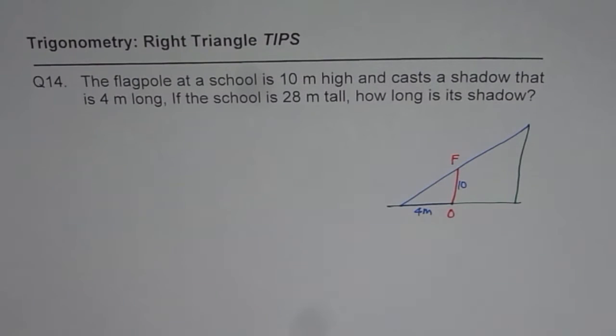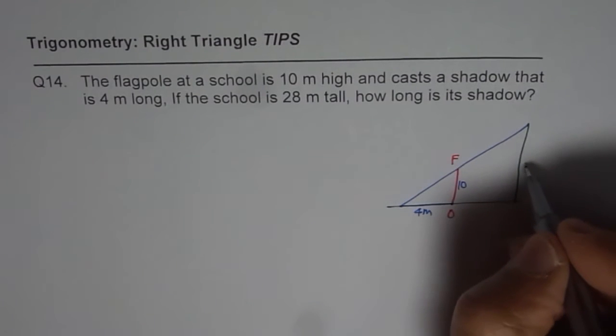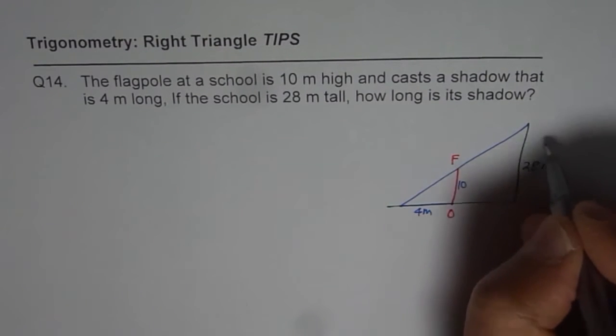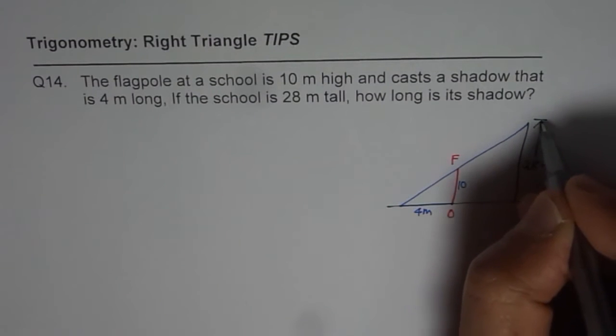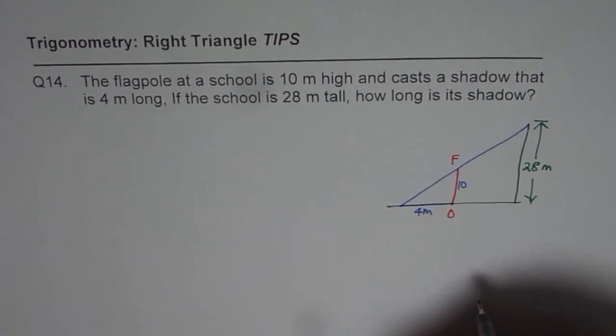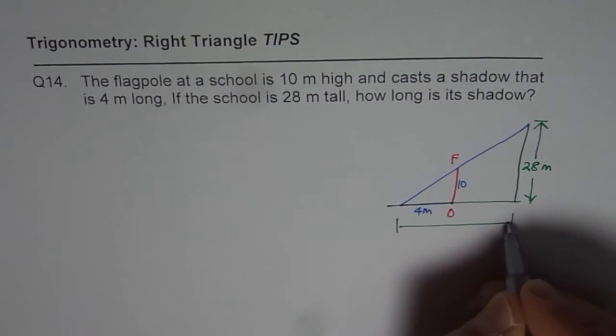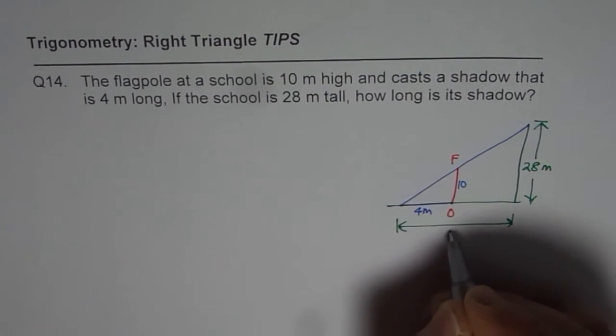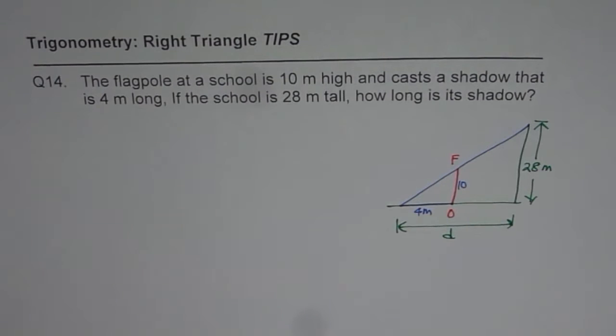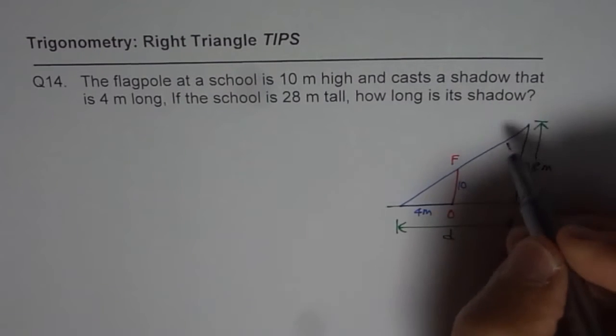On the other hand, let us say we have the school building which is 28 meters high. So that is the school building. And we need to find how long this shadow is. So we need to find that distance. Let's call it D. So that is the situation, correct? Now the question here is, is this diagram correct?